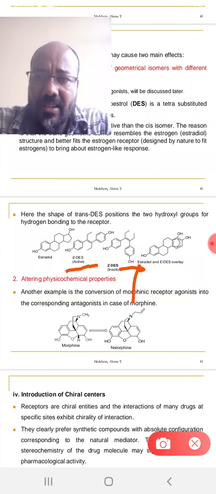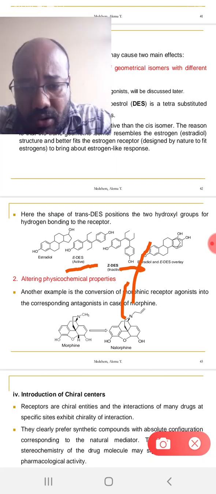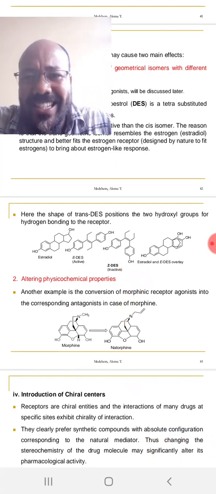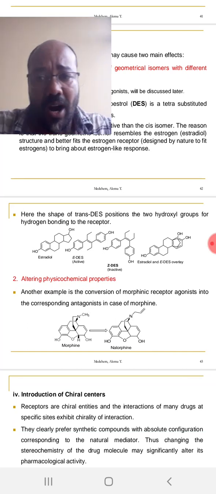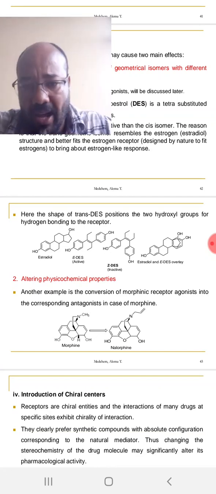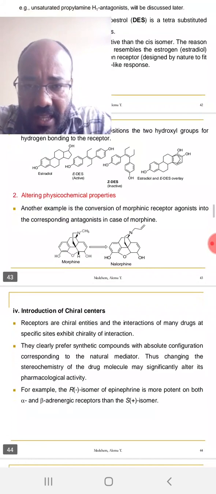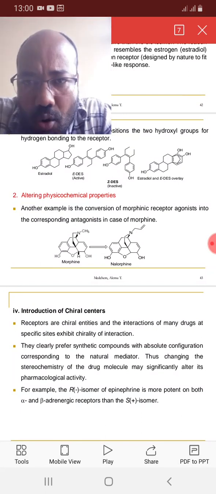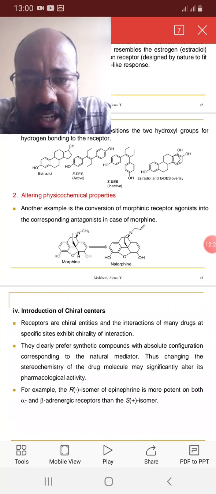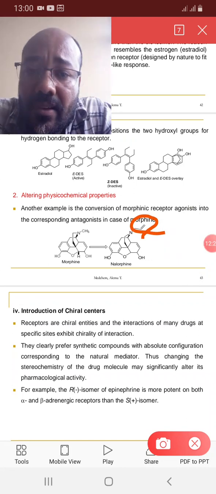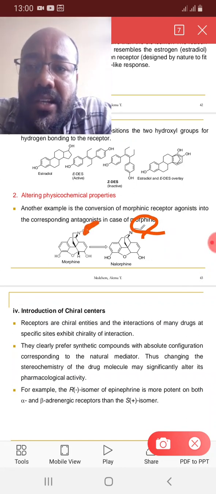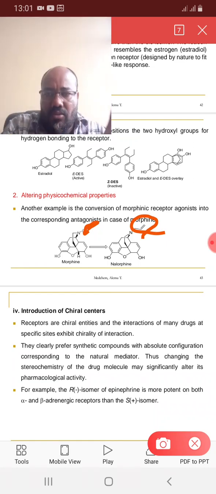Another one is that when we introduce a double bond, there is also the probability of changing the physicochemical properties. Agonists may be converted into antagonists. Here we have an example, morphine. This is the structure of morphine, a mu receptor agonist, and nalorphine, an antagonist of morphine. Introduction of a double bond here changes the pharmacological activity from agonist into antagonist.